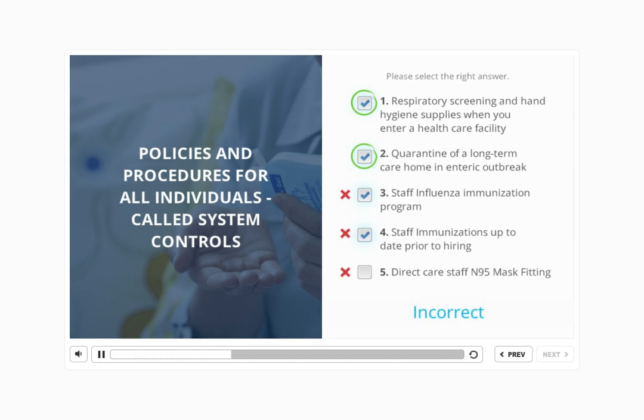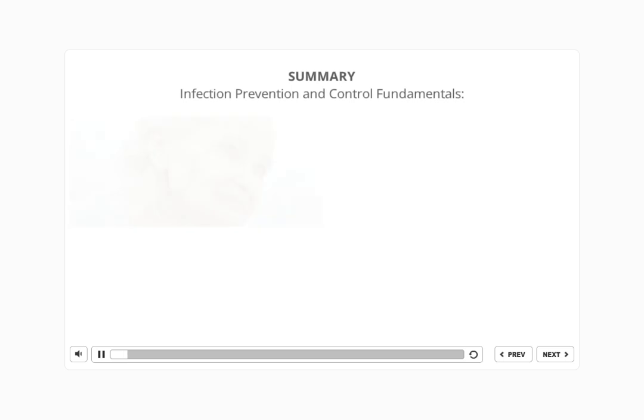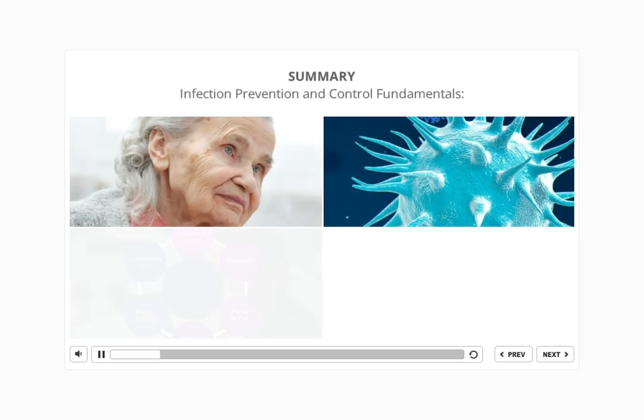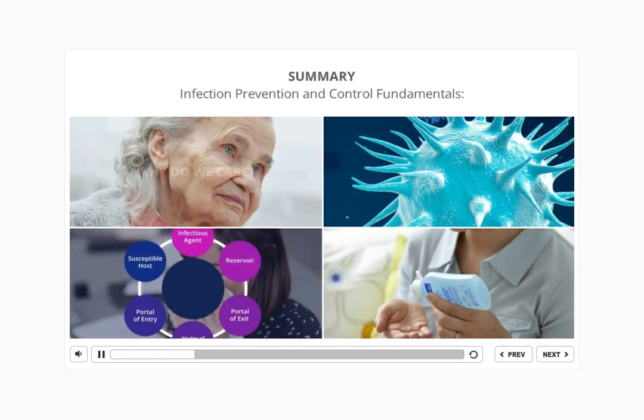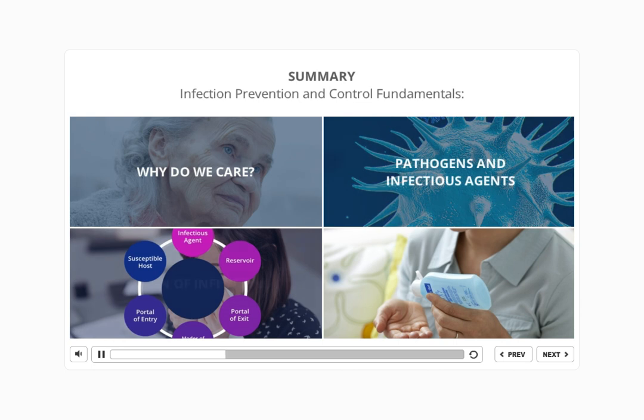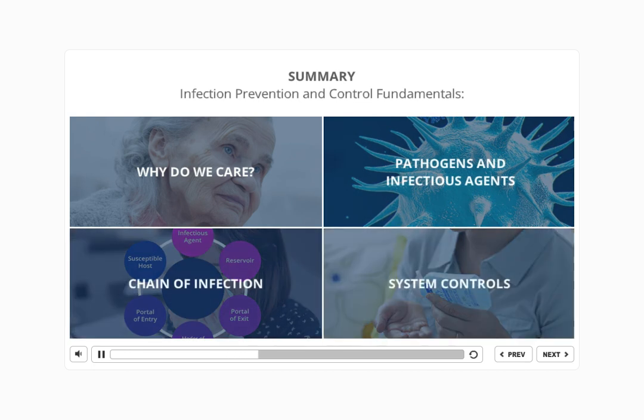Incorrect. This applies to staff only. Answers 1 and 2 are correct as they apply to everyone. Well, that wasn't too bad. This introduction to infection prevention and control will give you a good foundation for the next modules. You are now ready for your next step with Chapter 2, Breaking the Chain, with cleaning, disposal, and routine practices.